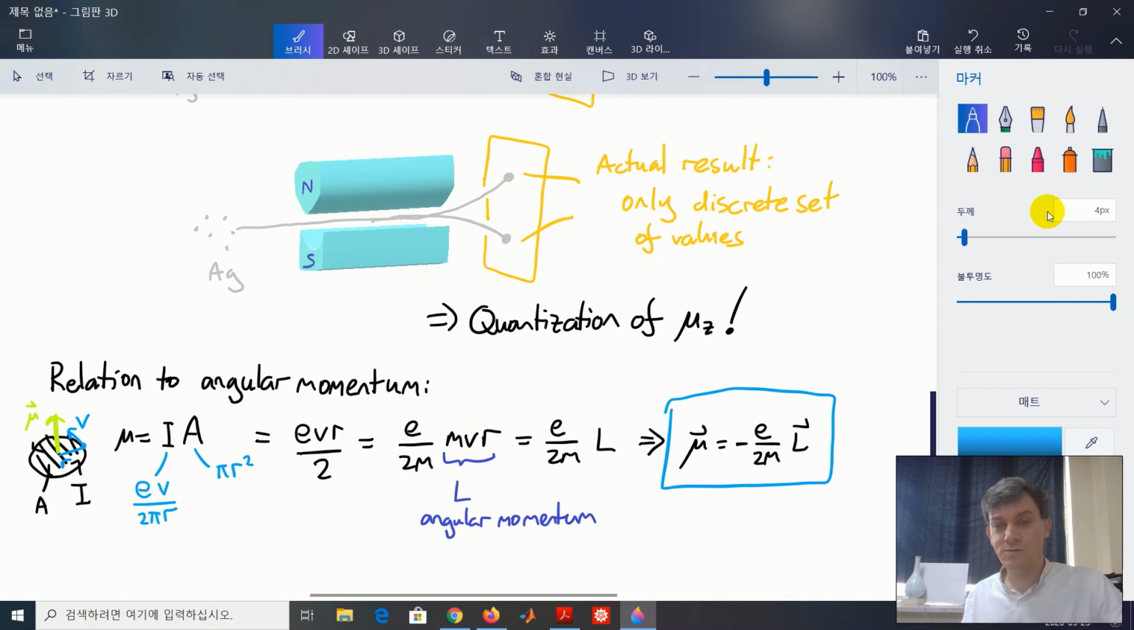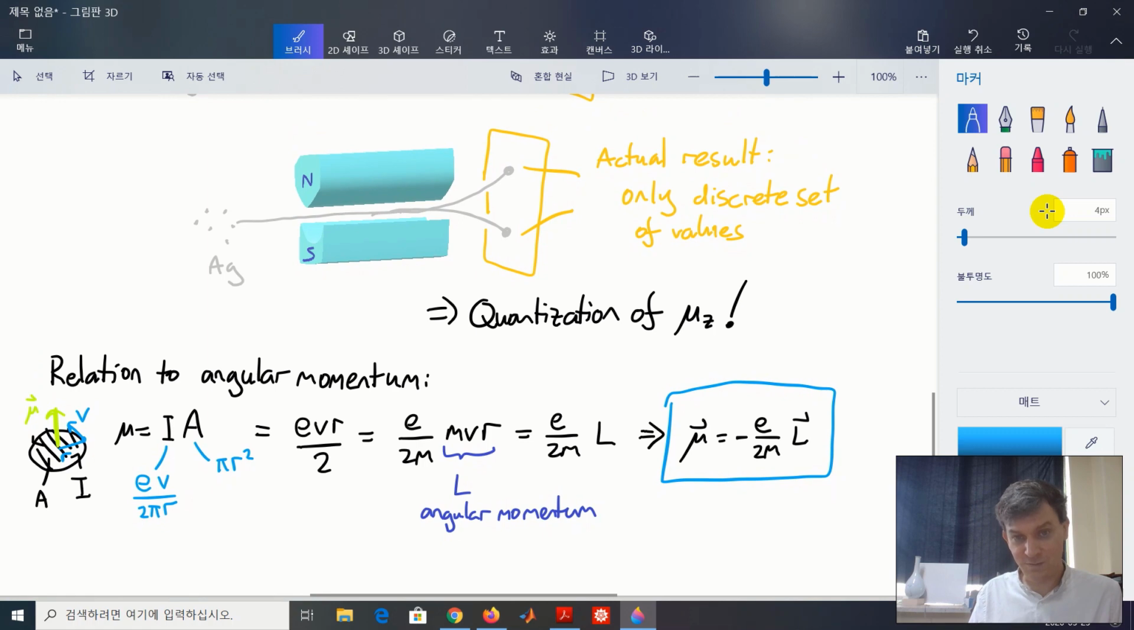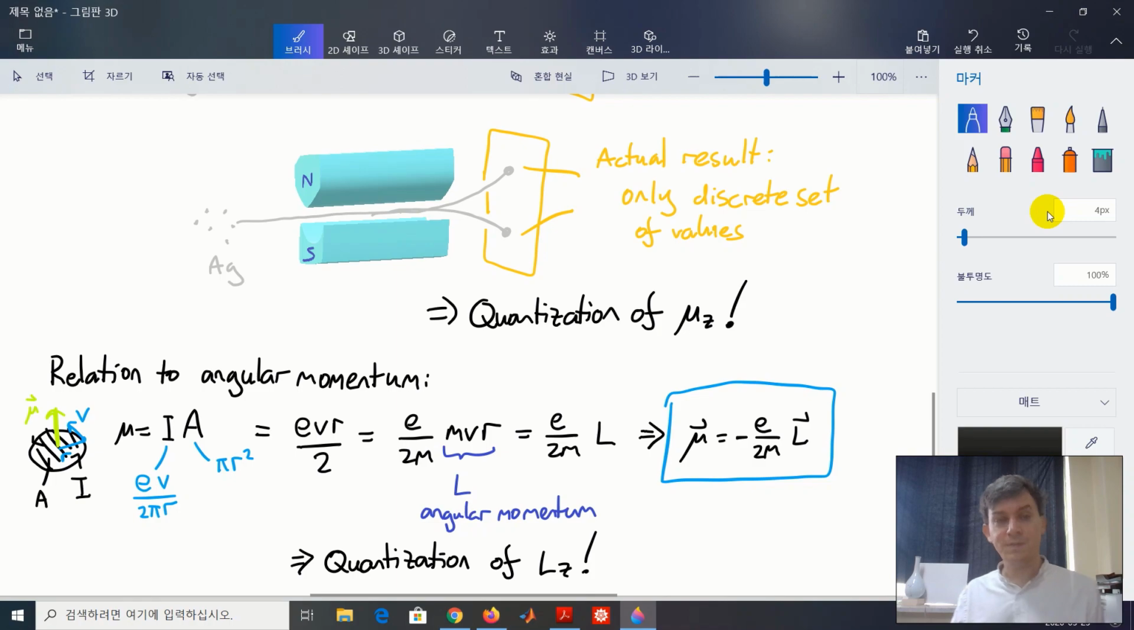Okay, so what this means is that quantization of the z component of magnetic moment is the same as quantization of the z component of angular momentum. Okay, so in the next video I'm going to talk about quantization of angular momentum in more detail. Okay, so that's where we'll finish this.